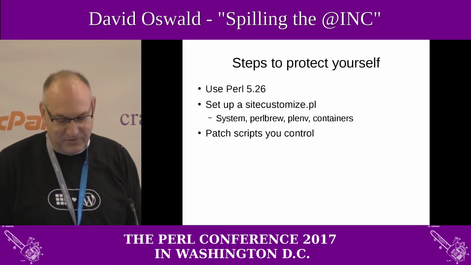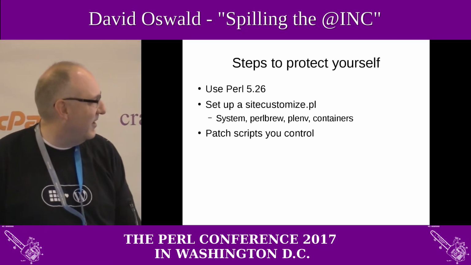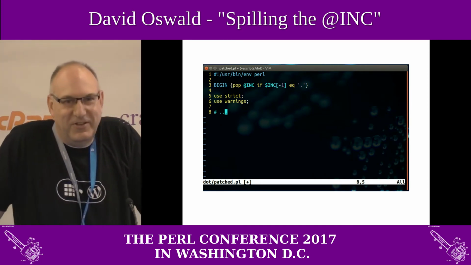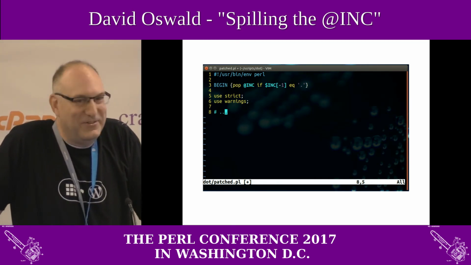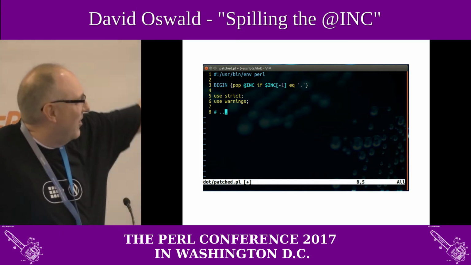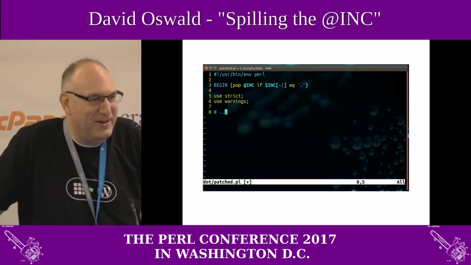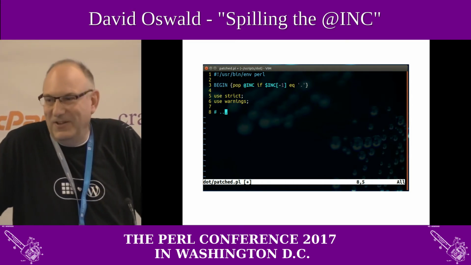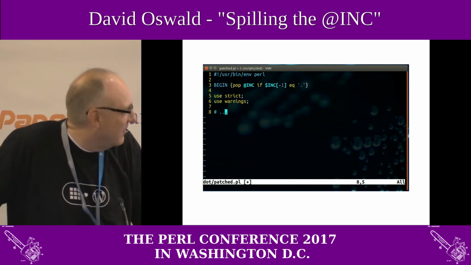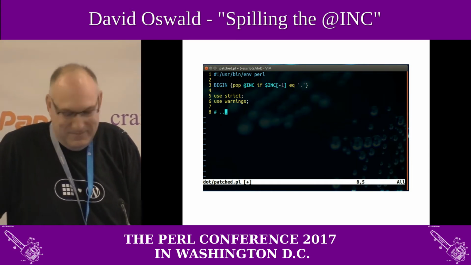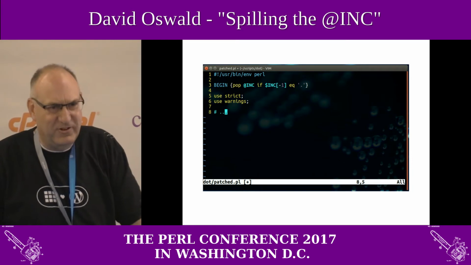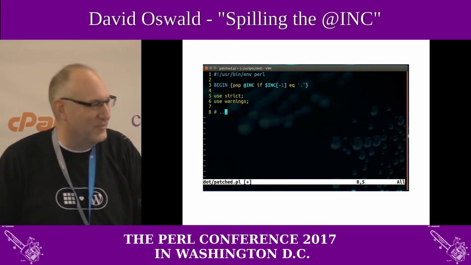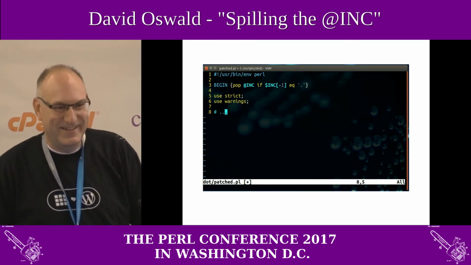Now also patch the scripts that you control. And here's an example of how we can patch the scripts that we control. In all of the 600 or so scripts that you have on your system, drop in a BEGIN block at the very beginning of the script that pops off dot. And that's if you can't set up a sitecustomize.pl, right? And I actually had to do this recently, and it was actually 600 scripts, 611.